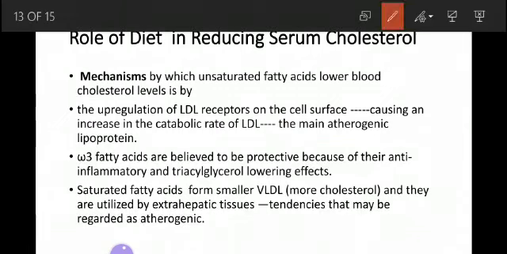How do unsaturated fatty acids lower the blood cholesterol level? This is by upregulation of LDL receptors. Substitution of monounsaturated or polyunsaturated fatty acids will increase the LDL receptors on the cell surface, and increasing the LDL receptor means increasing the catabolic rate of LDL. LDL is the main atherogenic lipoprotein. Omega-3 fatty acids are believed to be protective because of their anti-inflammatory and triglycerol lowering effects. Why are saturated fatty acids harmful? They form smaller VLDL, which contains more cholesterol and is regarded as atherogenic.